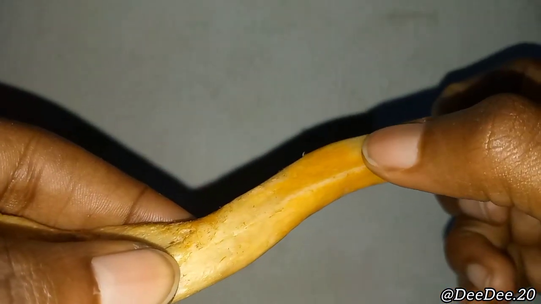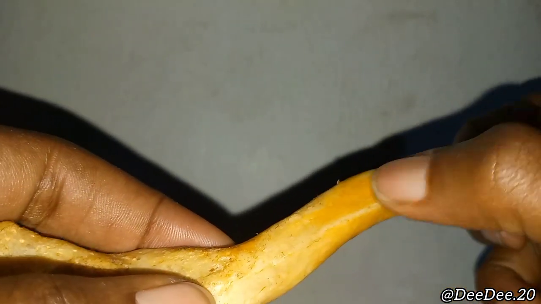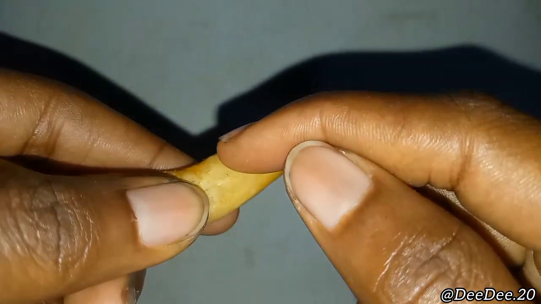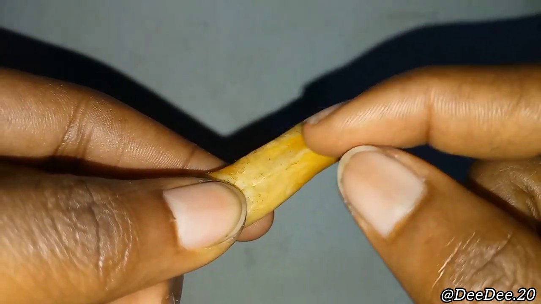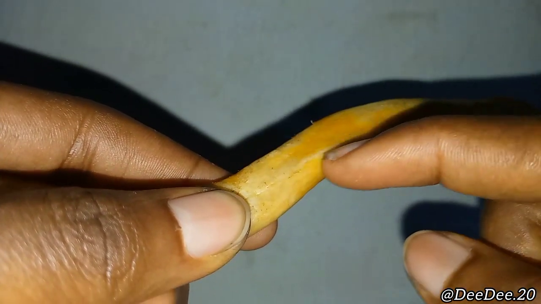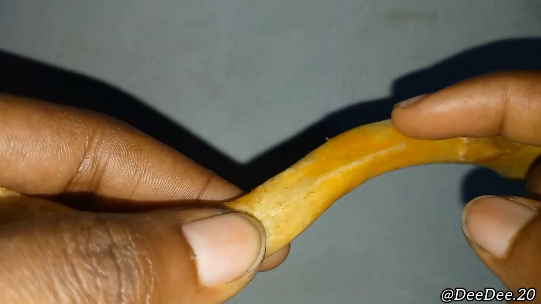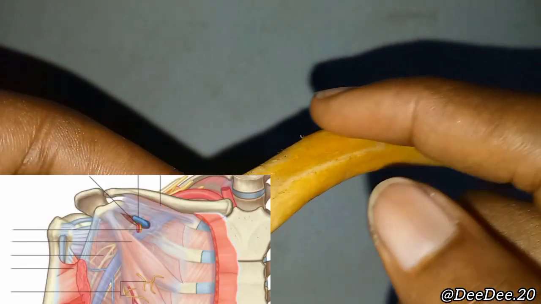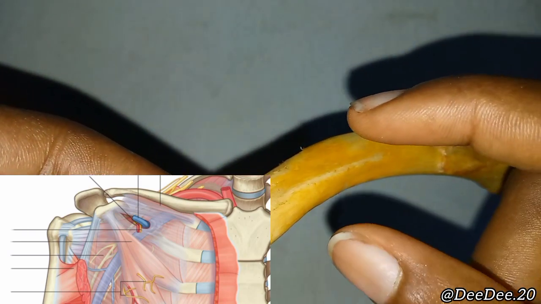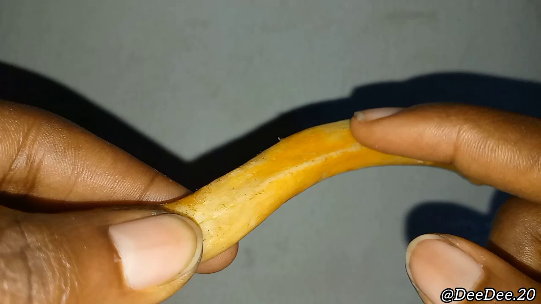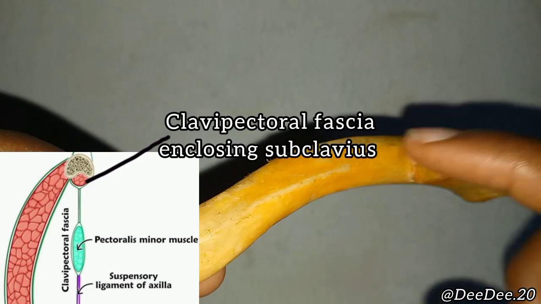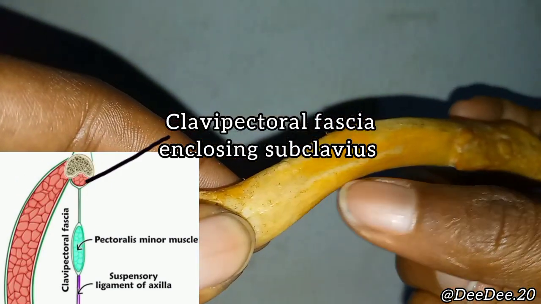Then we have the subclavian groove, which is found on the lateral half of the medial two-thirds of the shaft, and that gives insertion for the subclavius muscle. The area surrounding the groove gives attachment to the clavipectoral fascia. The clavipectoral fascia encloses the subclavius muscle and inserts at the margins of the subclavian groove.